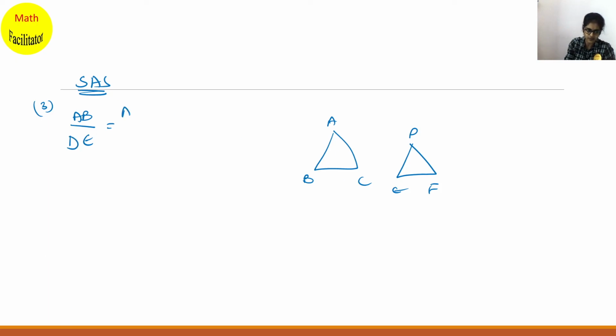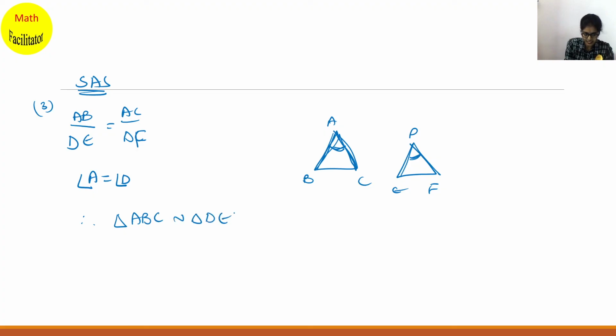Okay, I'm taking AC upon DF ratio, and the included angle. Between AB and AC, what is the angle you have? Angle A. Between DE and DF, what is the angle you have? Angle D. So if these angles are equal, then the two triangles are similar. Therefore, triangle ABC is similar to triangle DEF.